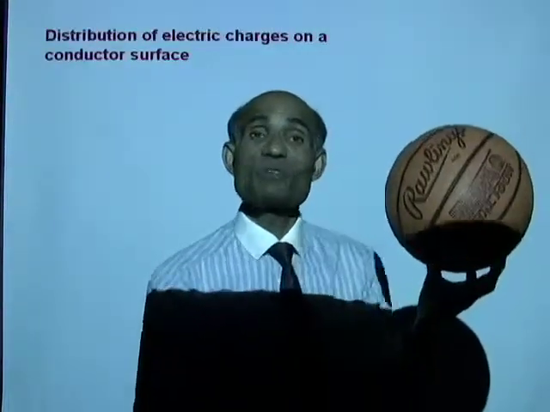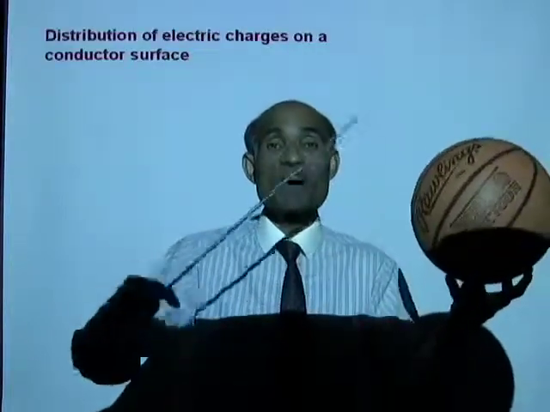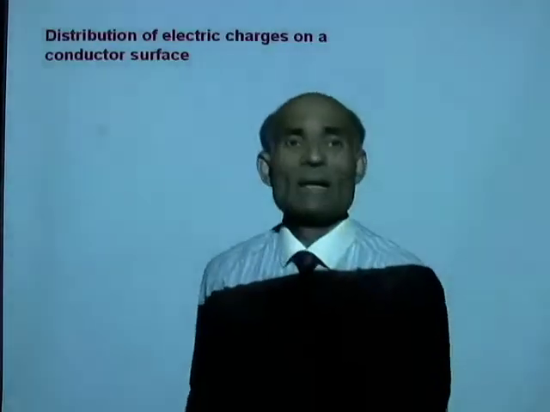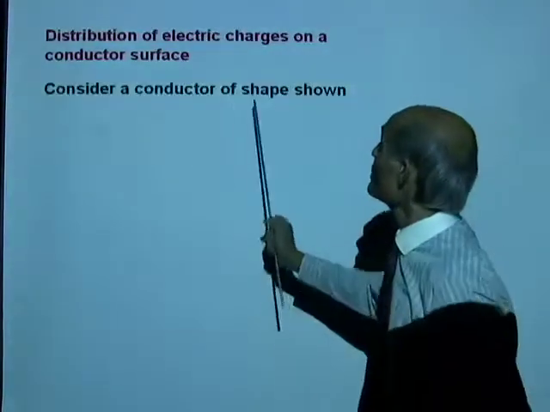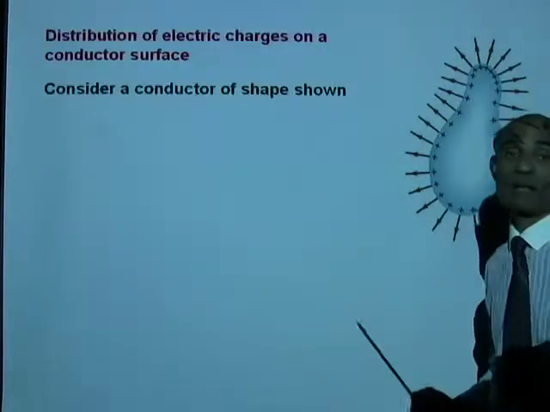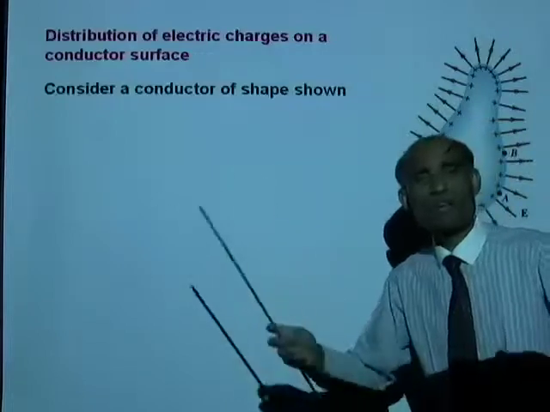Well, that is what we're going to talk about here. Distribution. How are the excess charges distributed? All right. Now consider a conductor of this shape. Well, it is kind of a pear shape. Doesn't matter. Some irregular shape.